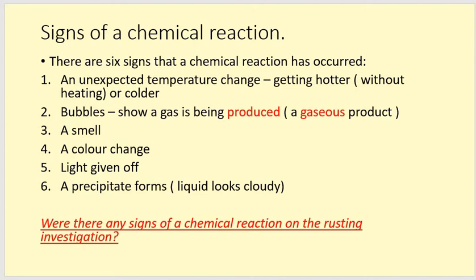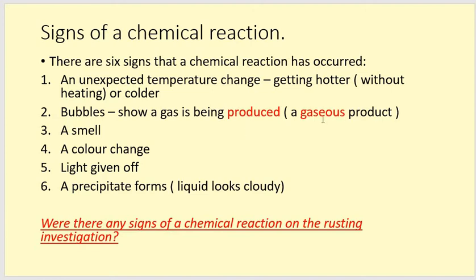Now, we have got 6 signs that a chemical reaction has occurred. You may have an unexpected temperature change. That means you're not heating or cooling the mixture deliberately. Just the reaction happening has that effect. You might have bubbles. Bubbles show that a gas is being produced.